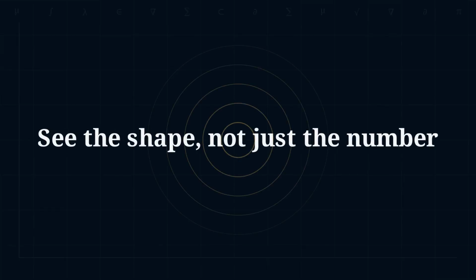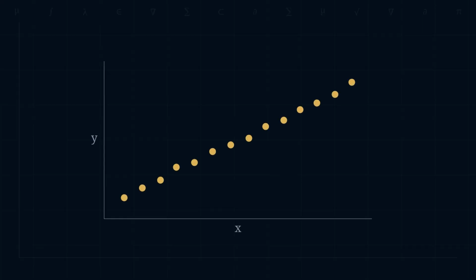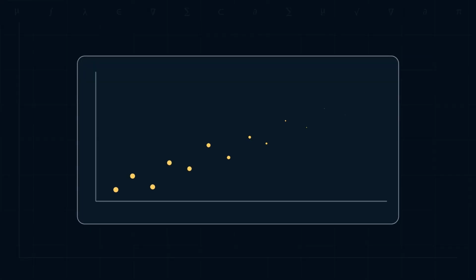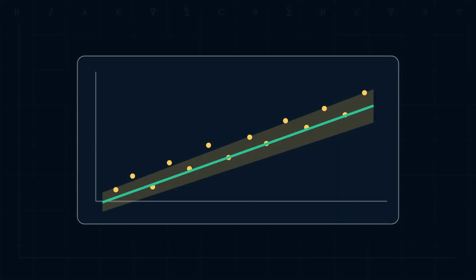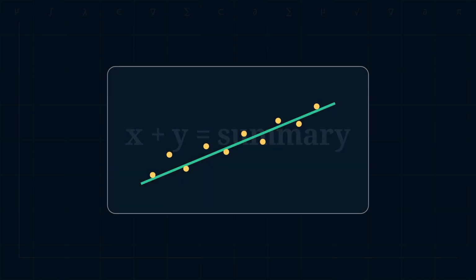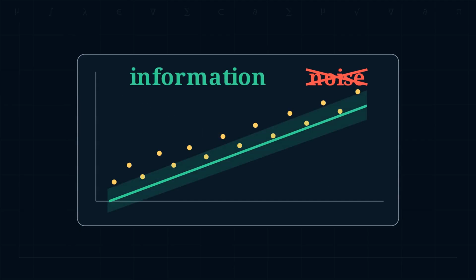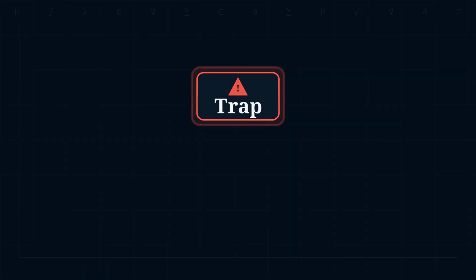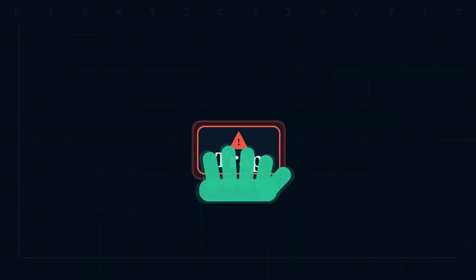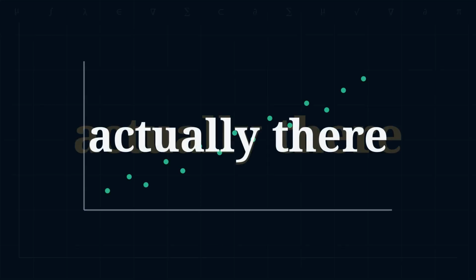The essential shift is this. Stop asking what a single number says, and start asking what the shape of the relationship looks like. Treat paired data as geometry plus variation, not as an arithmetic problem waiting for a summary. Once you see the cloud as information rather than noise, you make fewer assumptions, catch the traps early, and your statistical story starts from what is actually there, not from what you hope is true.